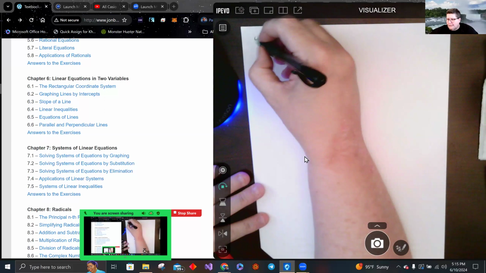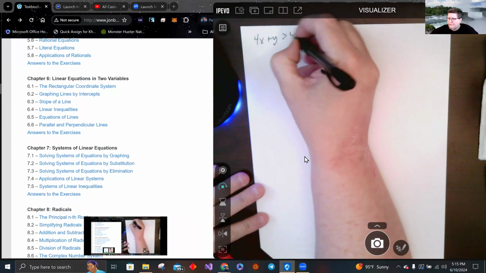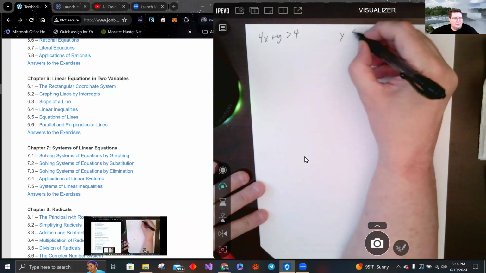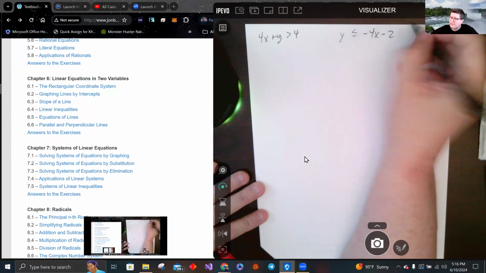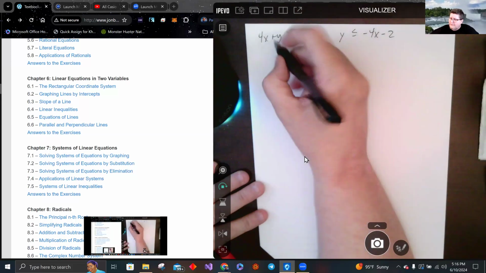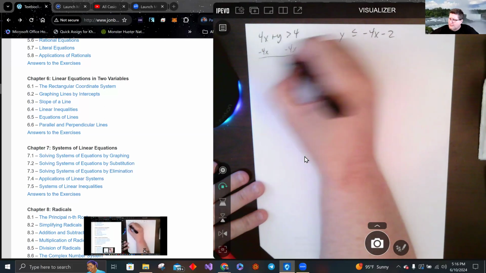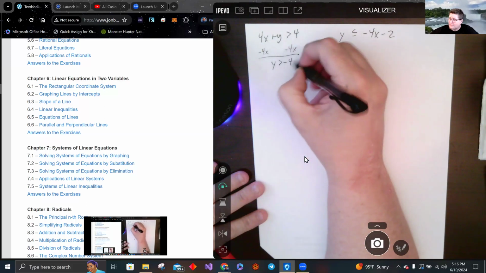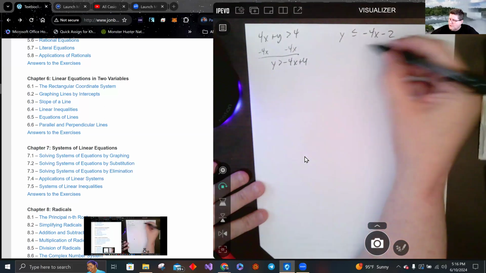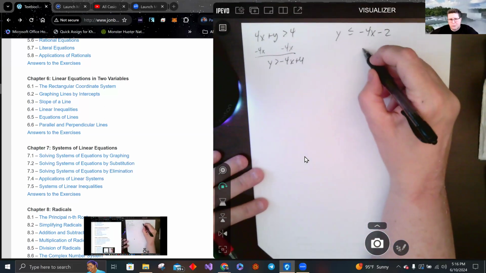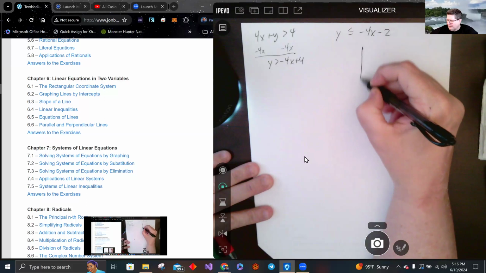4x plus y is greater than 4. Y is less than or equal to negative 4x minus 2. If I subtract 4x here, I see y is greater than negative 4x plus 4. So it looks like we have the same slope. These are going to be parallel lines.